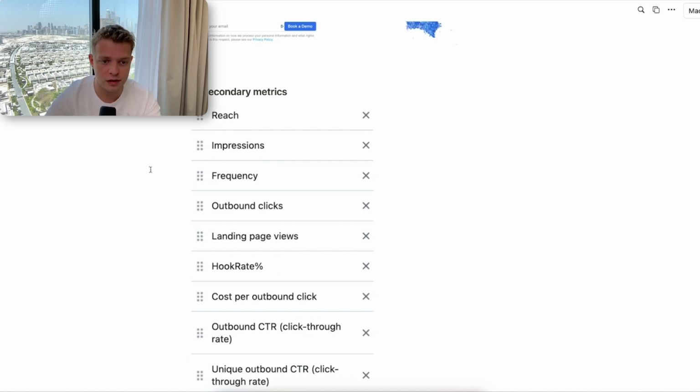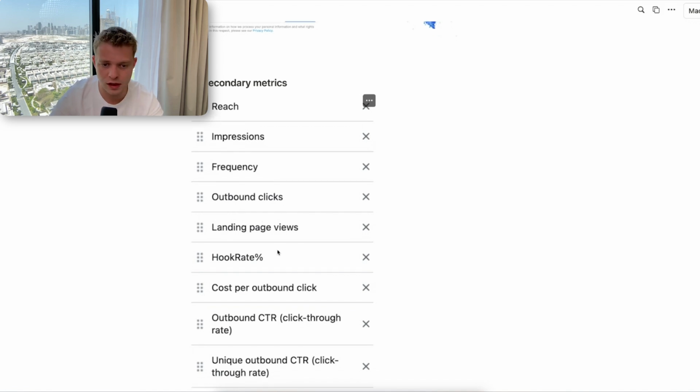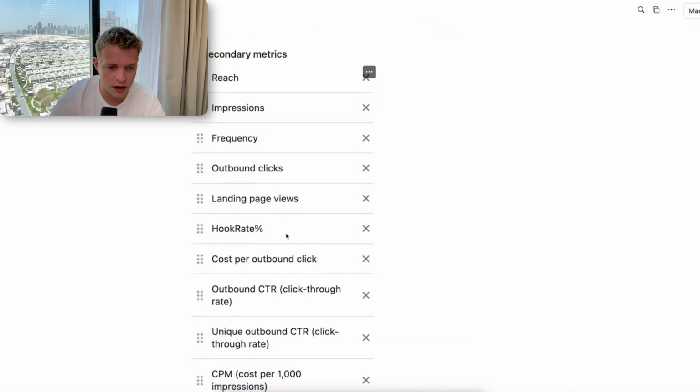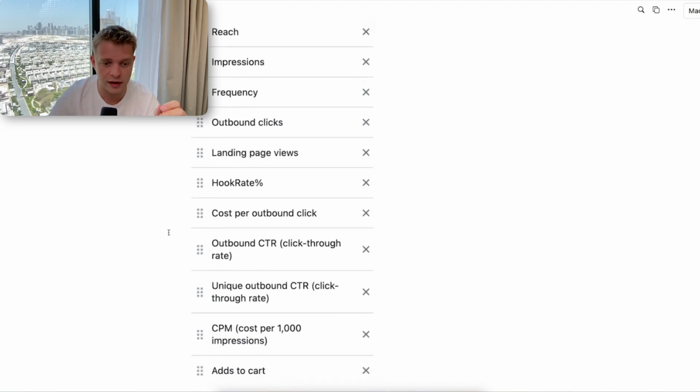And then the frequency. This metric right here, the frequency, is extremely important when you're trying to scale, when you're trying to find out what stages of the funnel you're currently hitting. Like, are you currently expanding your funnel? Or are you currently hitting the same people over and over again? And there's going to be outbound clicks, landing page views, hook rate, cost per outbound click, outbound CTR, and so on and so on.